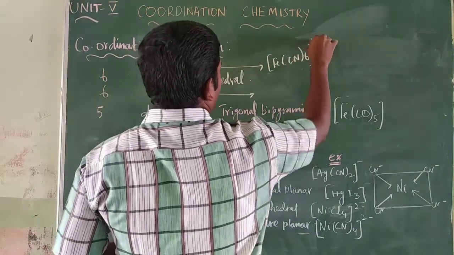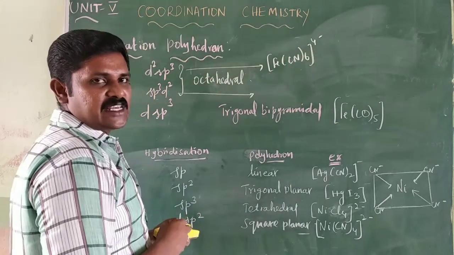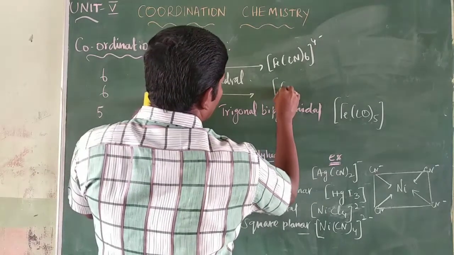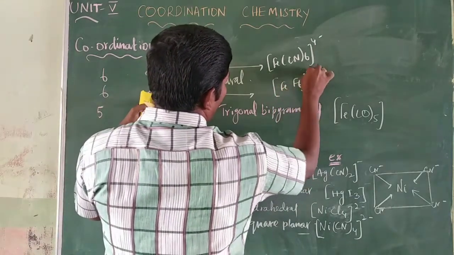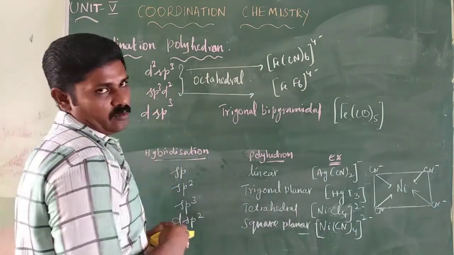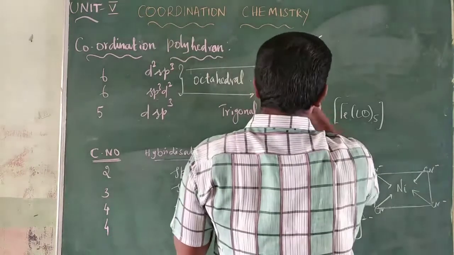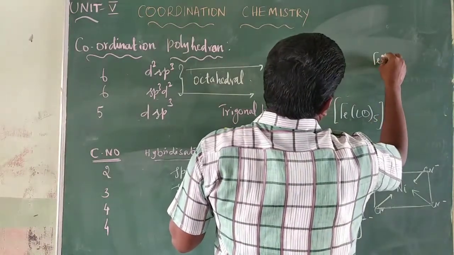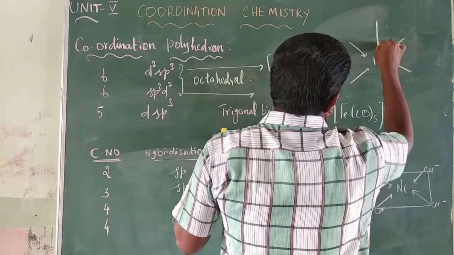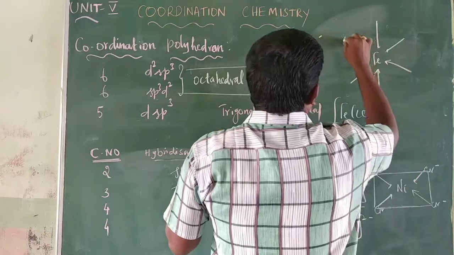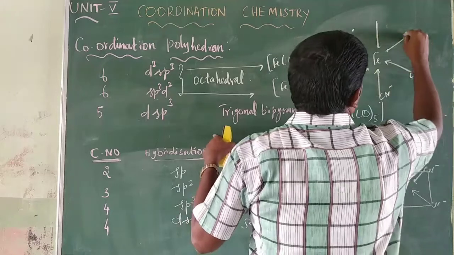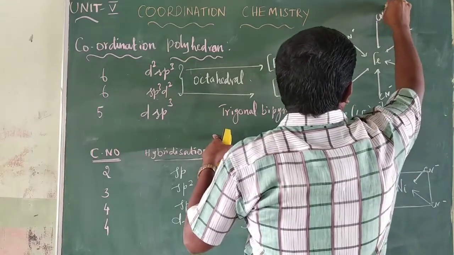[Fe(CN)6]4-. So CN, cyanido, is a strong field ligand, so d2sp3. And [FeF6]4-, fluorido is a weak field ligand, so the hybridization is sp3d2. Okay, so for the same geometry, Fe with six CN- ligands.